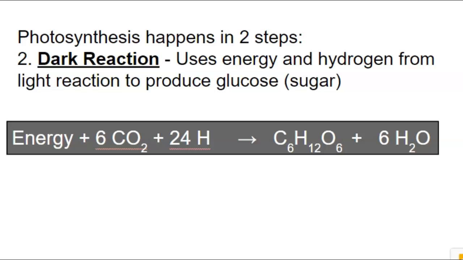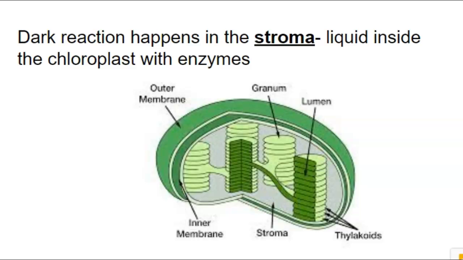Now the light reaction happened in the thylakoids. The dark reaction here happens in the stroma. And the stroma is the liquid inside the chloroplast, and this liquid contains enzymes. So the stroma, you can think of it as kind of like the cytoplasm inside of the chloroplast. Cytoplasm's the jelly-like stuff inside of a cell. You can think of this as just the liquid inside the chloroplast.